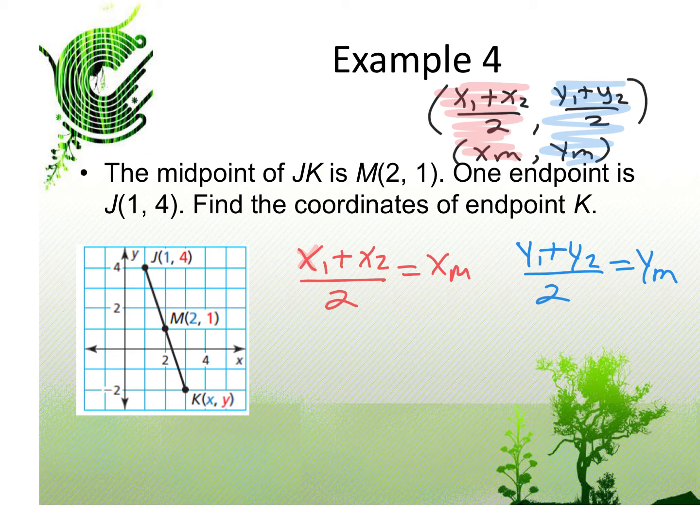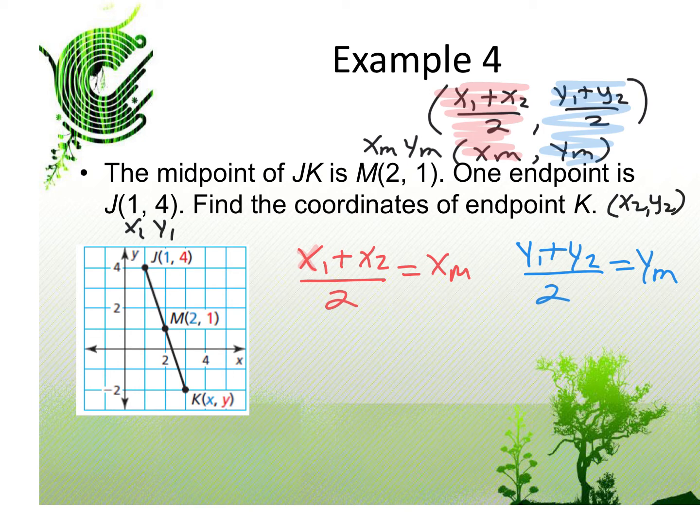Now again, let's label our given. So notice they told me that the midpoint of JK is point M. So this point is going to be my XM, YM. The endpoint J could be ordered pair 1 or 2, it doesn't matter. So I'm just going to say this is ordered pair number 1, so X1, Y1. My missing endpoint K, I'm looking for X2, Y2. That's what I'm solving for.